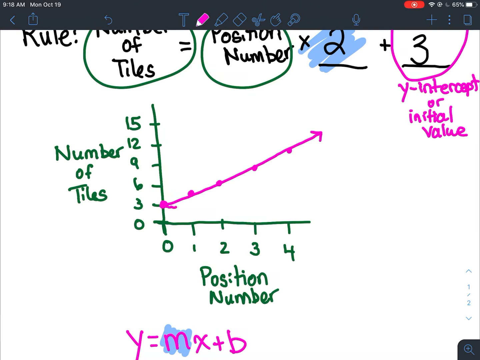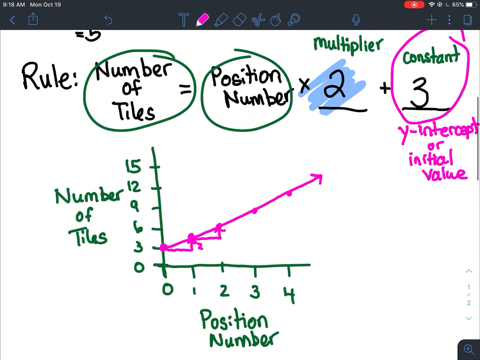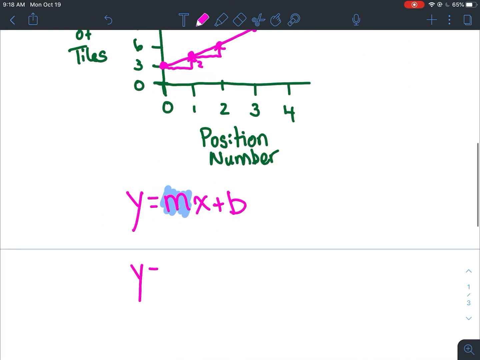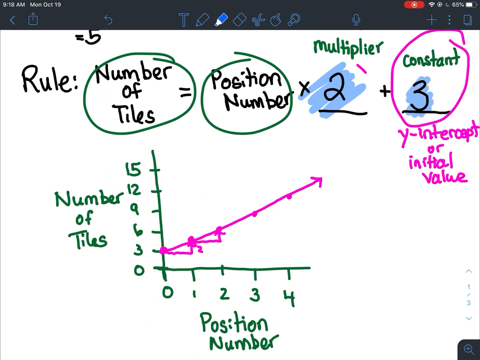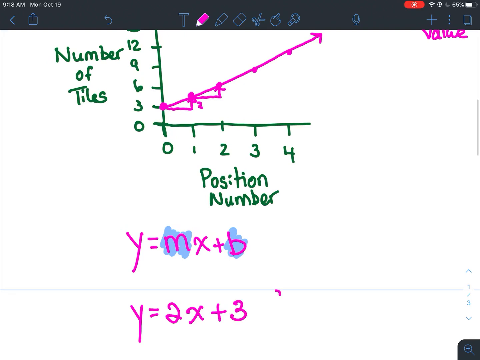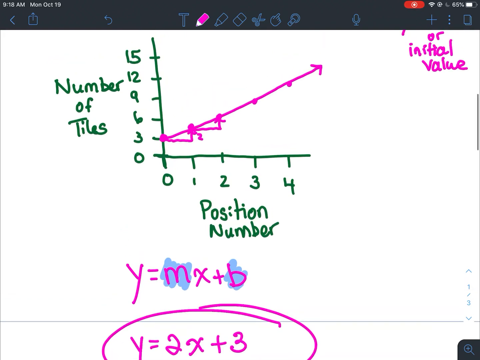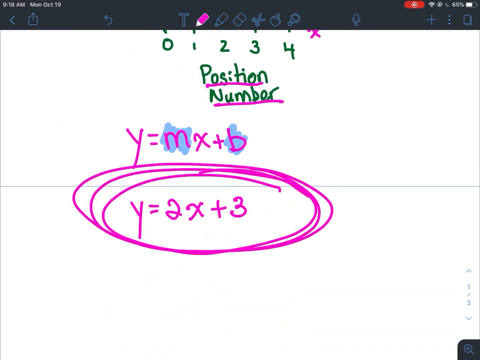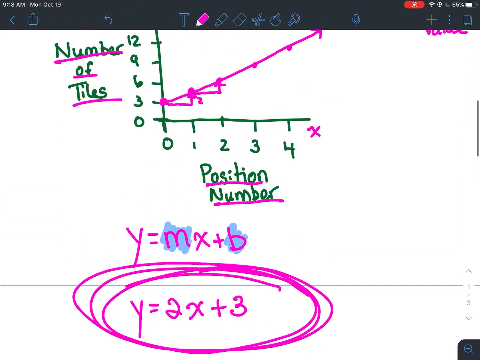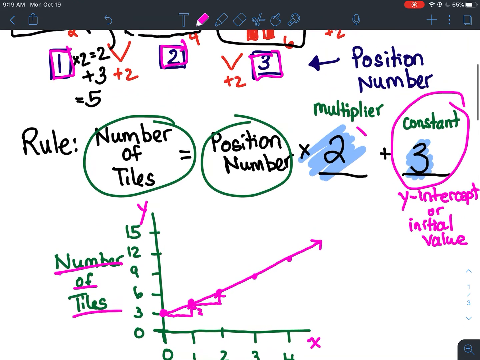So we can tell our pattern is going over 1, up 2. It's hard to tell on this graph because of my scale and stuff, but over 1, up 2. So it's increasing by 2 each time. So y equals 2x plus, and then b, that's our initial value, or our y-intercept. So 3. And x and y just represent, this is the x-axis, so it represents position number. This is the y-axis, so it represents number of tiles. So we can also write this equation as y equals 2x plus 3. Or number of tiles equals position number times 2 plus 3.